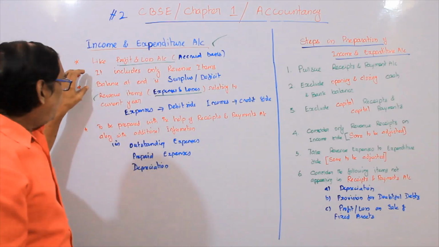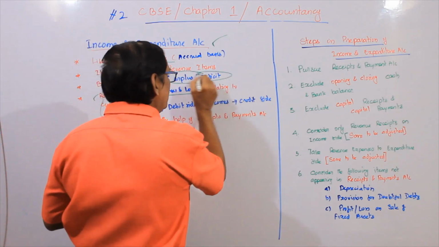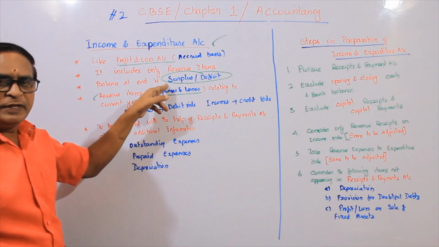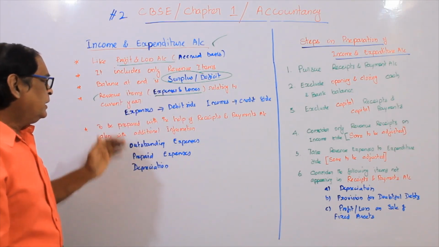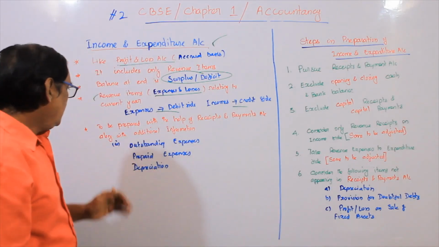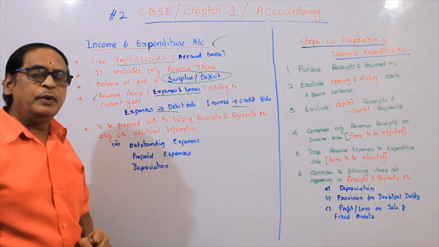And the purpose of income and expenditure account is to find the surplus or deficit in order to meet the day-to-day expenditures. Whether the income is sufficient or not, we have to calculate here. Expenses go on the debit side and income on the credit side, as I have just told. And then, on what basis is it to be prepared?